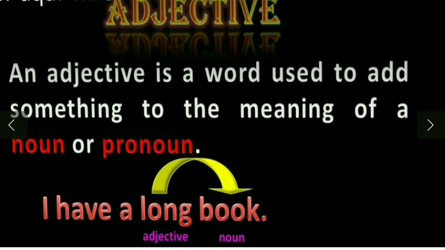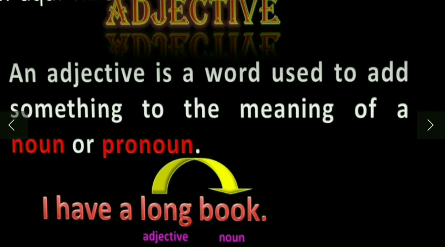Here is the example. I have a long book. Here I is a pronoun word and book is an object. And we all know that an object can be a noun or a pronoun. So here book is a noun. Here in the absence of a main verb, have becomes the main verb which denotes the ownership of the book by the pronoun word I. Now the rest 2 words are a and long.